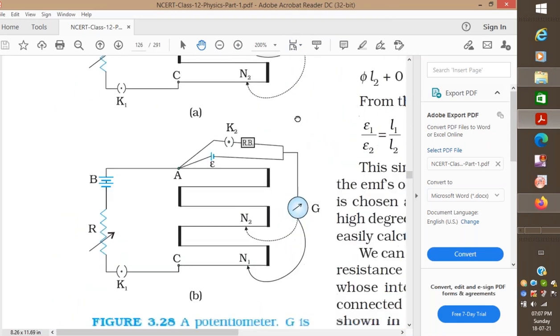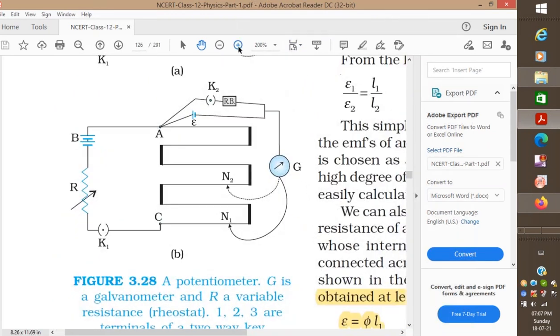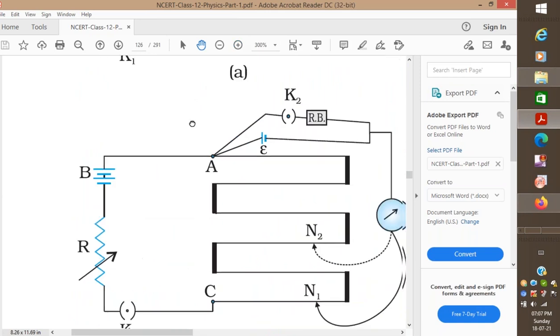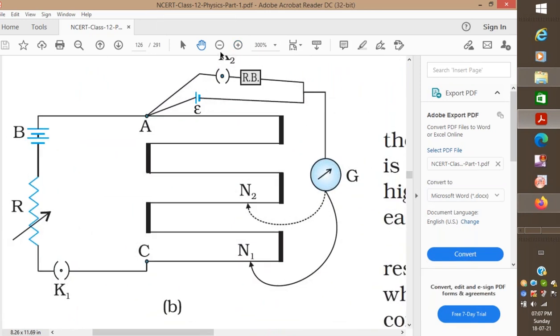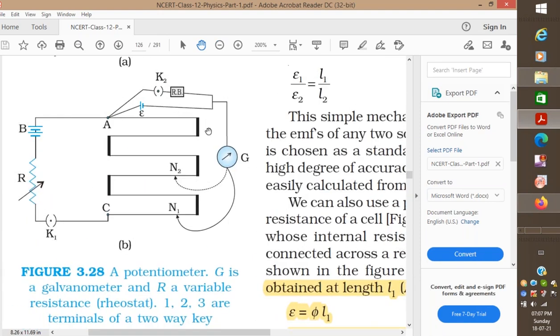Suppose I have been given a cell for which I know the EMF, but I have to find out the internal resistance for that. So the circuit diagram, look here. Here also it is the same thing actually. This is the same potentiometer. Now what you have to do? You have to connect, across the cell, a standard resistance box through a key K2.